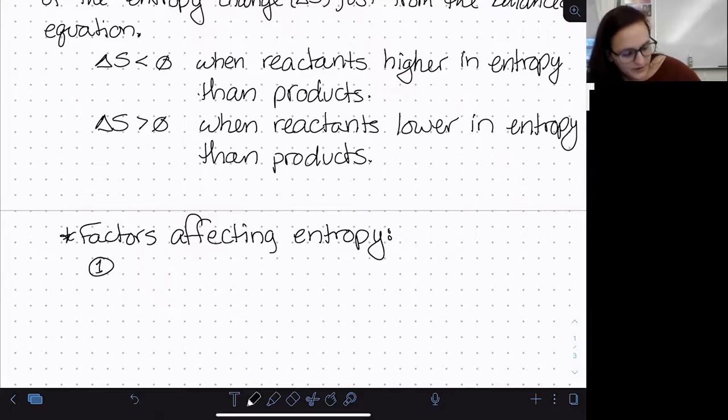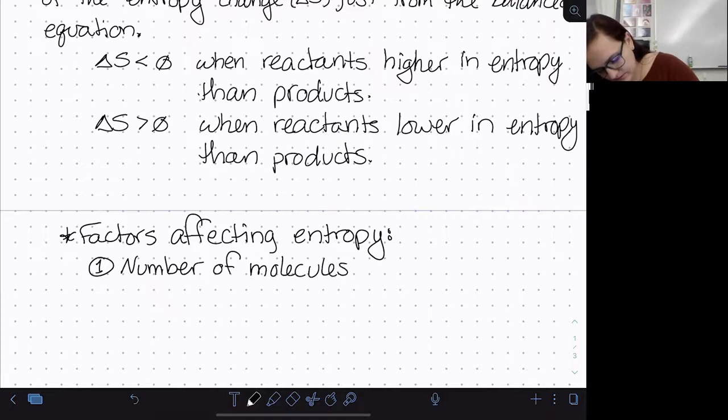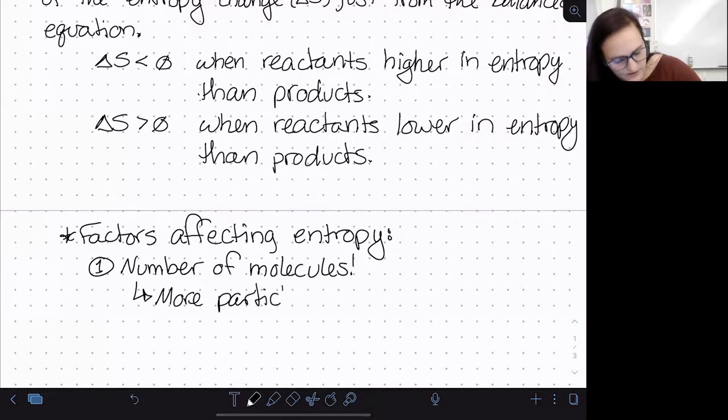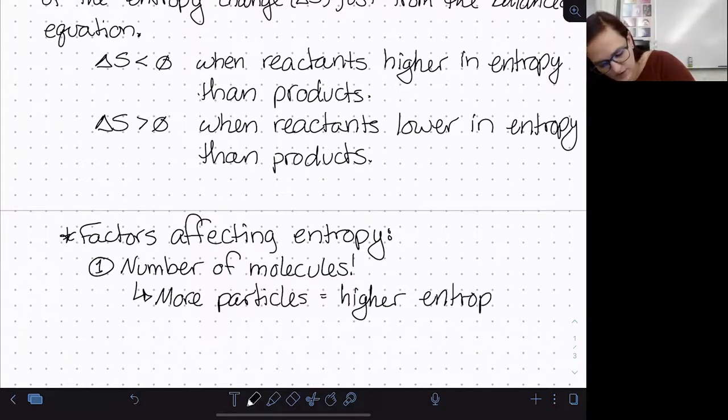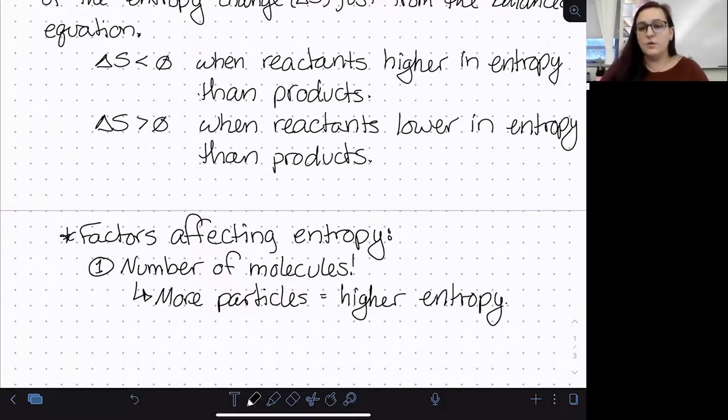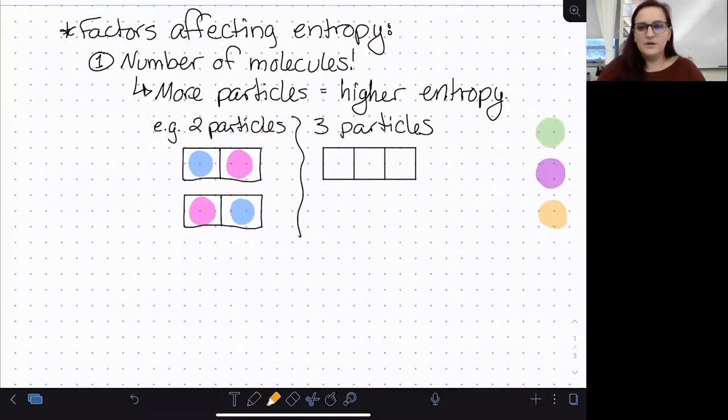one thing that we can look for is the number of molecules on both sides. Generally speaking, more particles is going to have higher entropy. Remember that higher entropy corresponds to more microstates. So if something has a higher entropy, it must have more possible microstates. So we saw a minute ago this simple two-particle example that if we have two particles in a container with two slots, there's two different ways that we can arrange them.